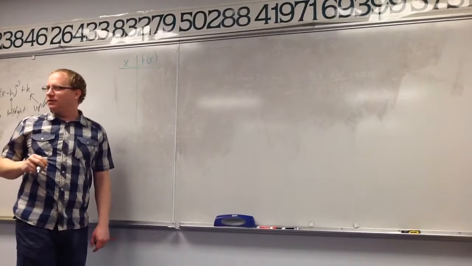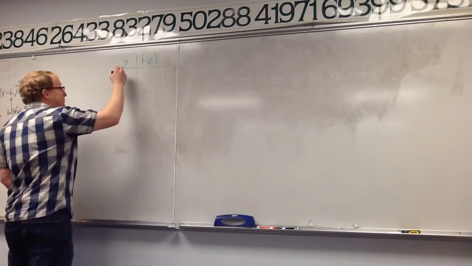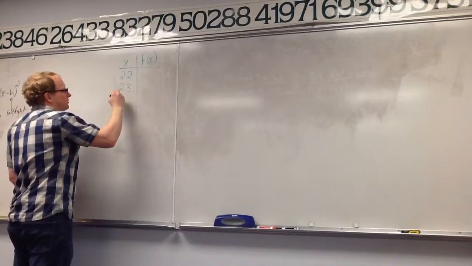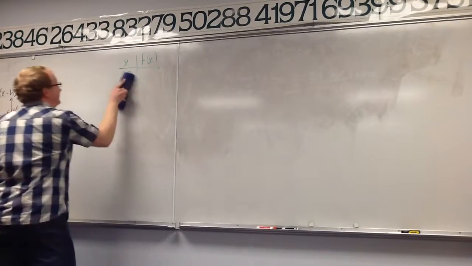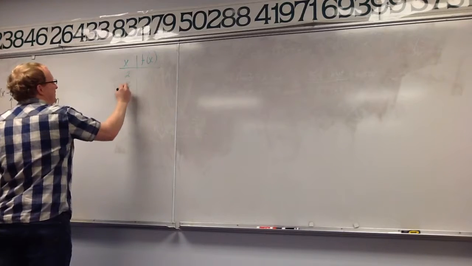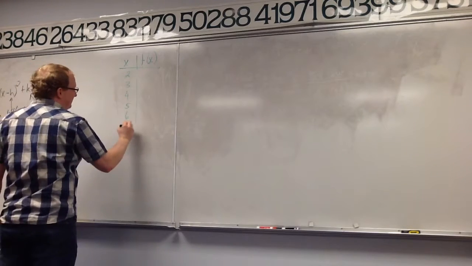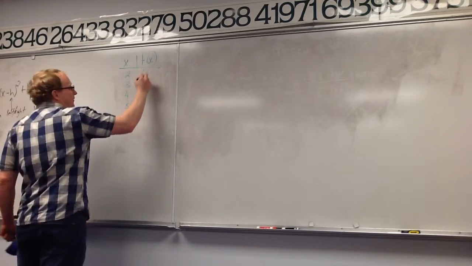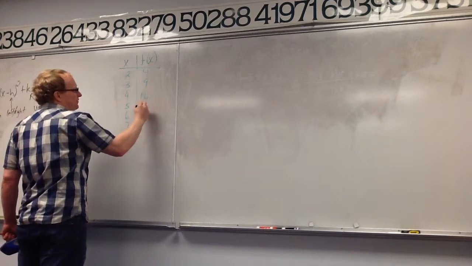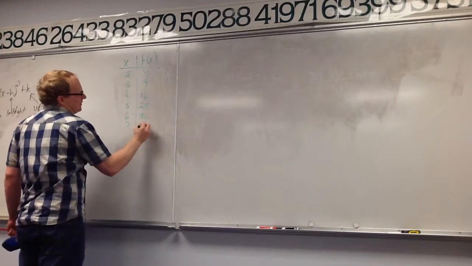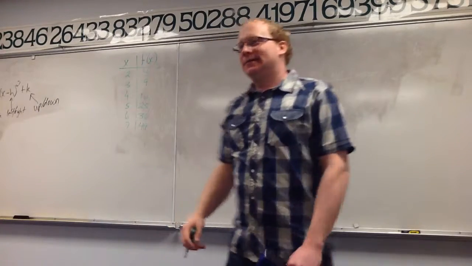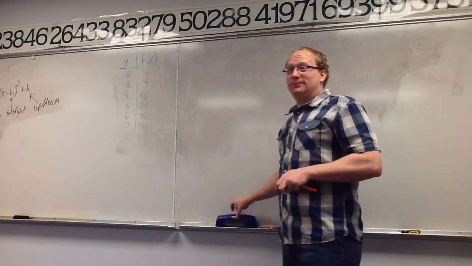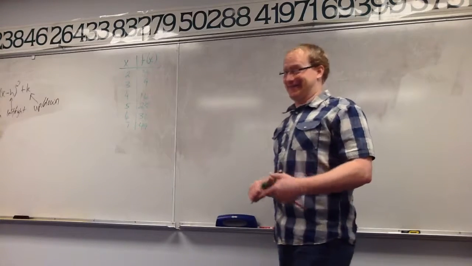Pick a number. 32? 22? Why do you guys go big? Okay, can we just do 2? Let's just go 2, 3, 4, 5, 6, 7. And let's just keep it simple here and go 4, 9, 16, 25, 36, 49. Alright. Quite obvious what that is, hopefully. Squares. Yeah, it's a parabola.